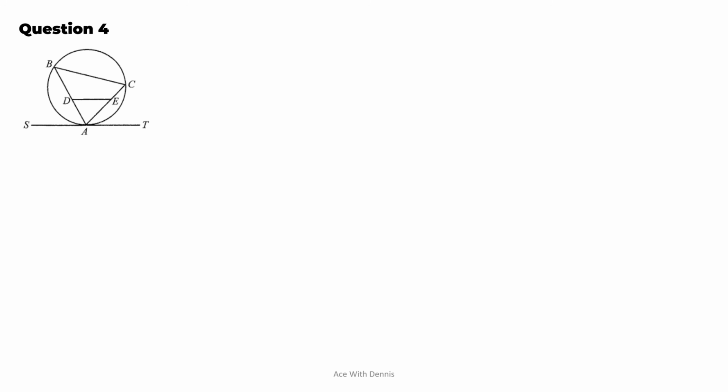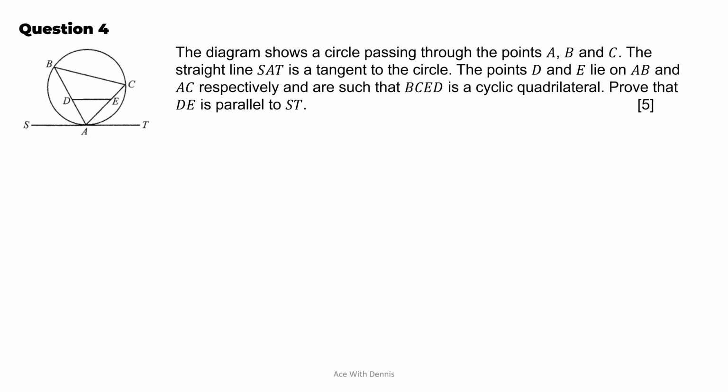Question 4. Given this diagram, the diagram shows a circle passing through the points A, B, and C. The straight line SAT is a tangent to the circle. The points D and E lie on AB and AC respectively and are such that BCED is a cyclic quadrilateral. Prove that DE is parallel to ST. 5 marks.